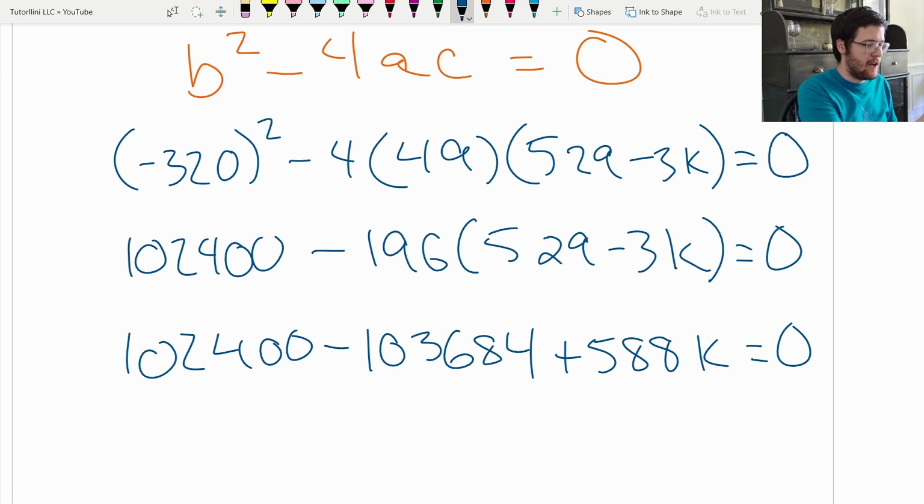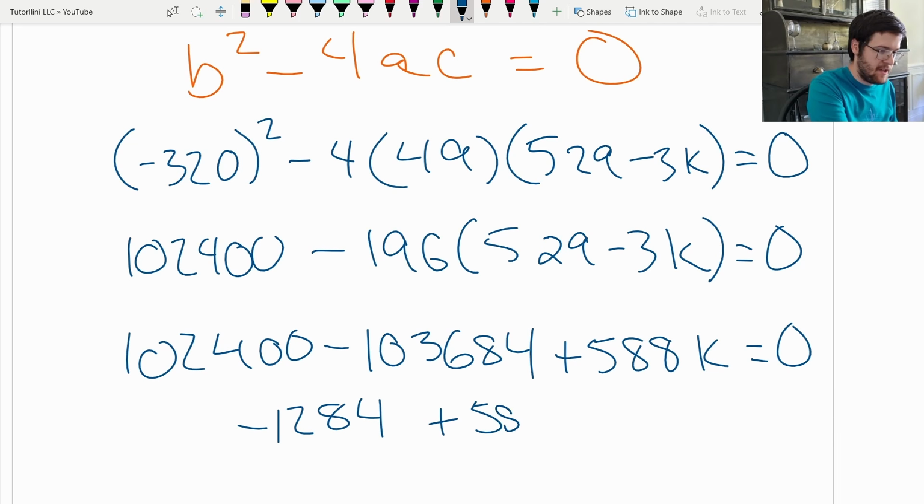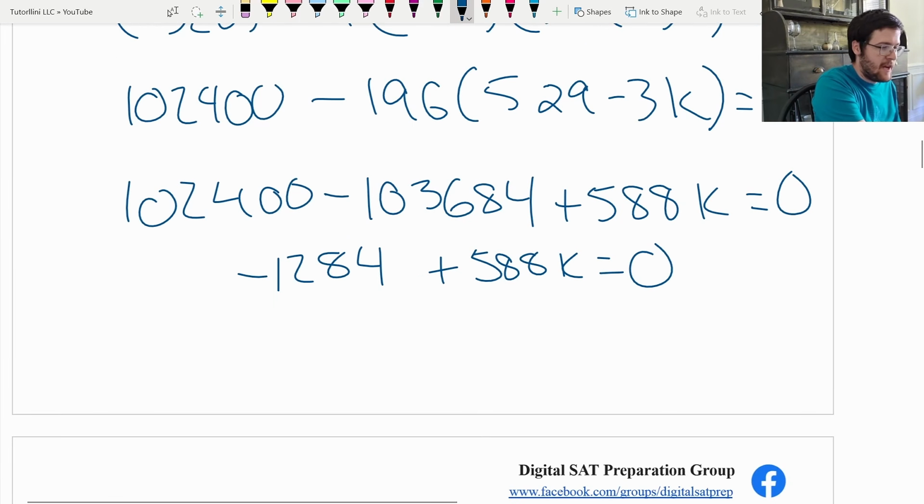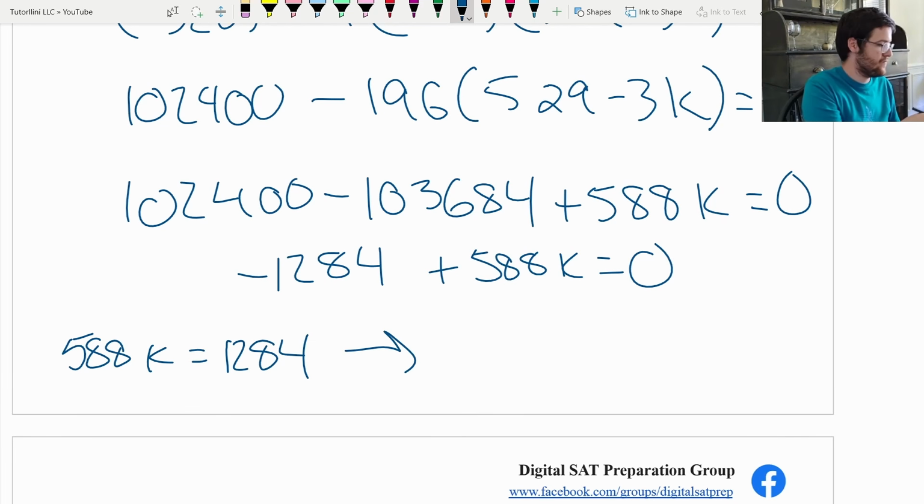equals 0. And now I'm going to combine the like terms, so 102400 minus 103684, that's negative 1284 plus 588k equals 0. So this means that if I add 1284 to both sides, I get 588k equals 1284. And I'm just going to do this on a calculator. You can do this on Desmos. I'm getting k is equal to 107 over 49.